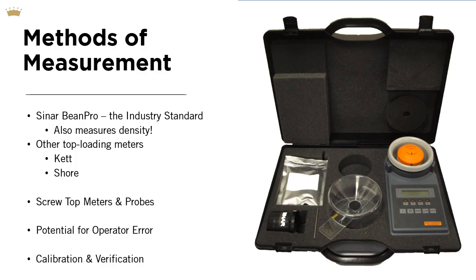The Sinar Bean Pro would be the industry standard. It also measures density fairly accurately. It's one that I highly recommend. We use it at the Crown regularly. Other top-loading meters that are less expensive include the Ket and the Shore. In my experience, they have not been as reliable as the Sinar, but they are significantly cheaper.